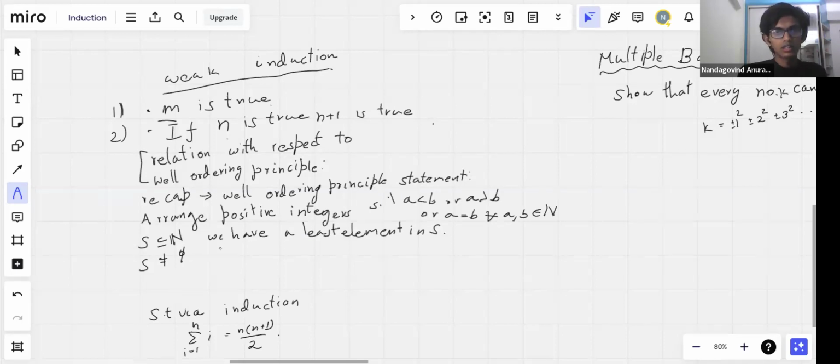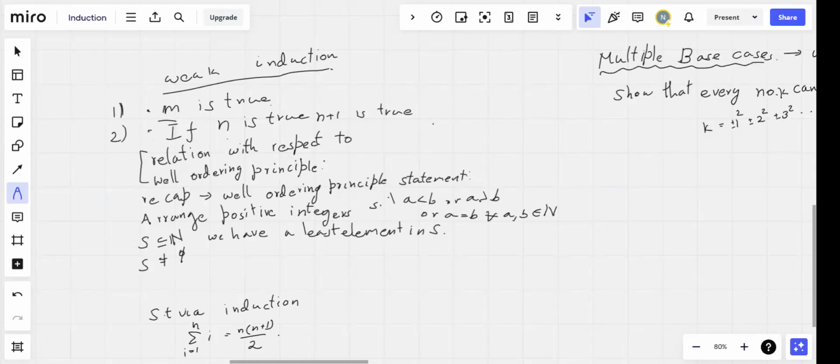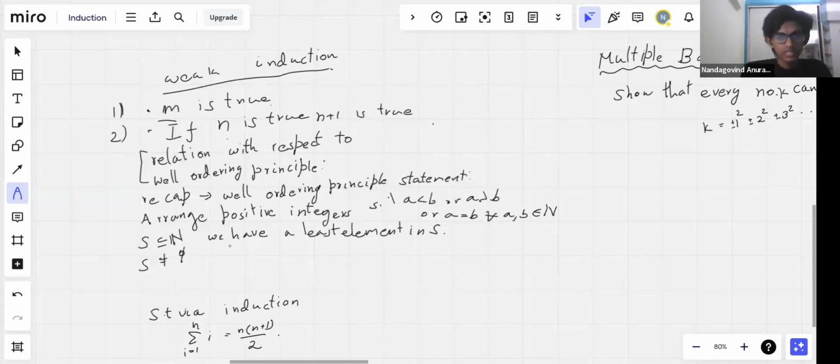Okay. Did you guys study this form of well ordering principle? Yeah, there'll always be a least element in every non-empty subset. Yeah, so every non-empty subset has a least element. Okay, cool. So can someone tell me why this is equivalent to weak induction? Does anyone know the proof? Why is this statement equivalent to what weak induction states?